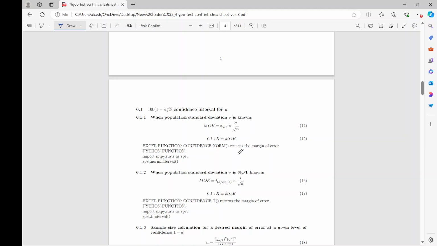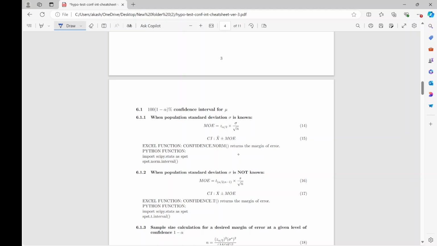Now, the first kind of question is where we have to calculate margin of error or confidence interval with a confidence level of alpha. If alpha is given, we can calculate z alpha by 2. We can calculate t alpha by 2 if n is also given. I'll come to this later. The only formula you have to remember is sigma by root n.